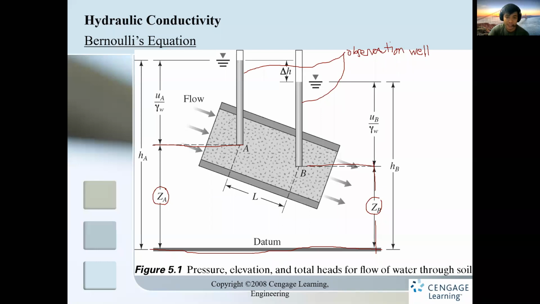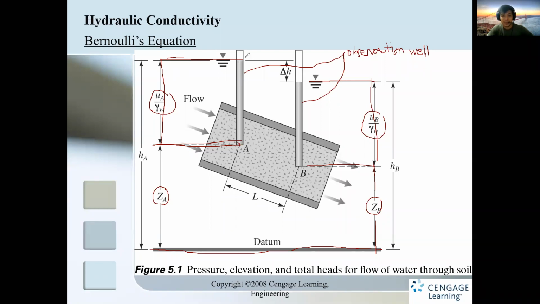Now, next is the pressure head. I think you have discussed this in your fluid mechanics. From the surface of the water going to the particular point beneath the water level is your pressure, right? Your gamma H. So from the water surface going to that particular bottom point A is your pressure head. The same goes for the other observation well; this one is also your pressure head.